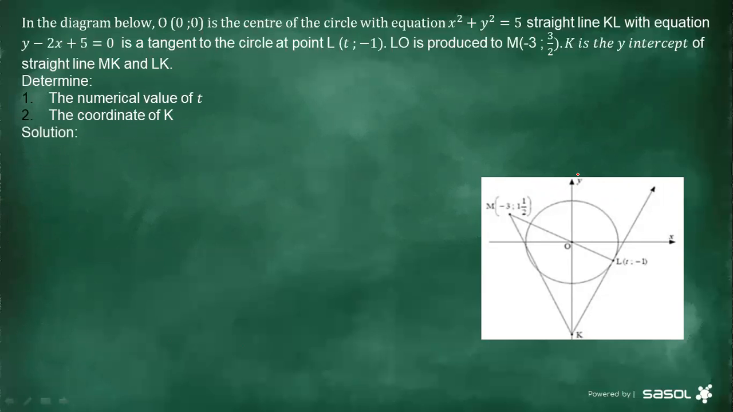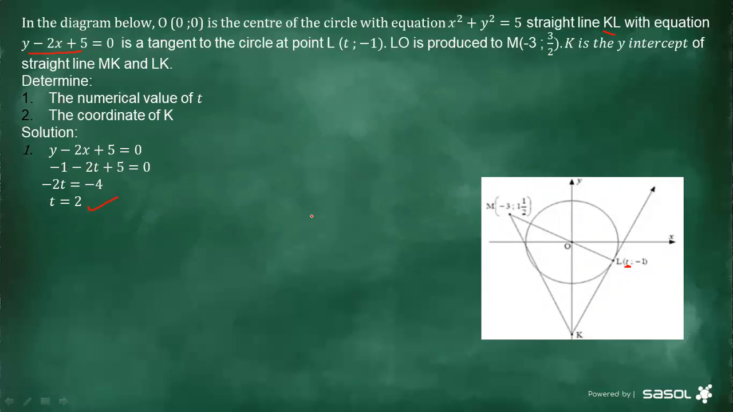Now let's first determine the numerical value of T, meaning we are in need of this T. So how do we determine T? Since point L is on this line KL, and we do have the equation of KL, we can substitute point L into the given equation. We see the x is T, and y is negative 1. Hence you see negative 1 here, and then T. From there you transpose, you divide by negative 2, and the value for T is positive 2.